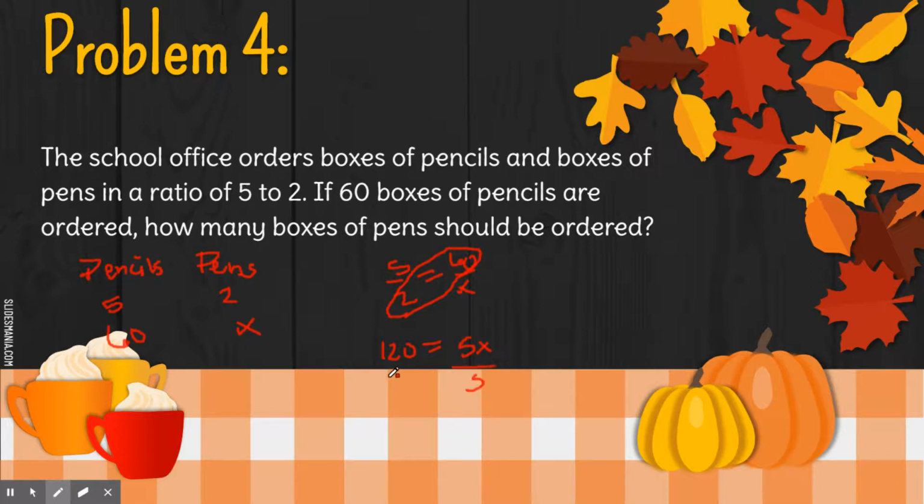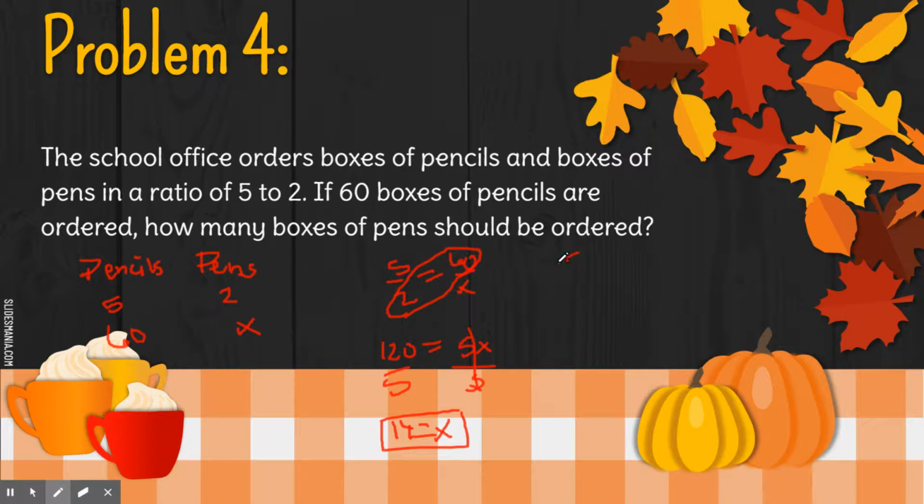Then we divide by 5 on both sides. 5 goes into 12 one time. That leaves 2 left over. 5 goes into 20 4 times. So it's 14x. So for 60 boxes of pencils, there's 14 boxes of pen.